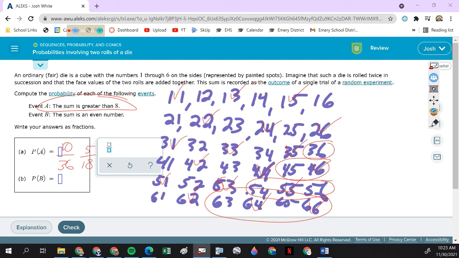So this is where writing out the sample space comes in handy. You write down every possibility and then you just count the ones that you're looking for.